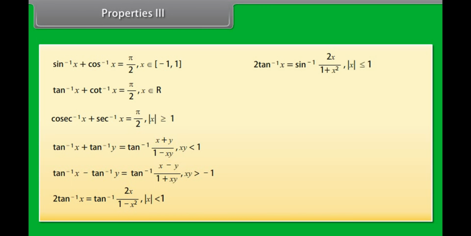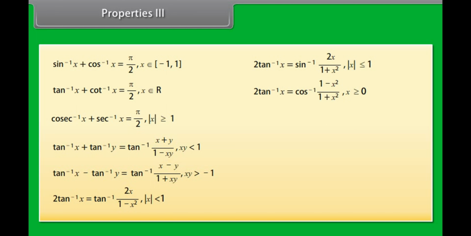2 tan inverse x is equal to sin inverse 2x by 1 plus x square. Modulus of x is less than or equal to 1. 2 tan inverse x is equal to cos inverse 1 minus x square by 1 plus x square.